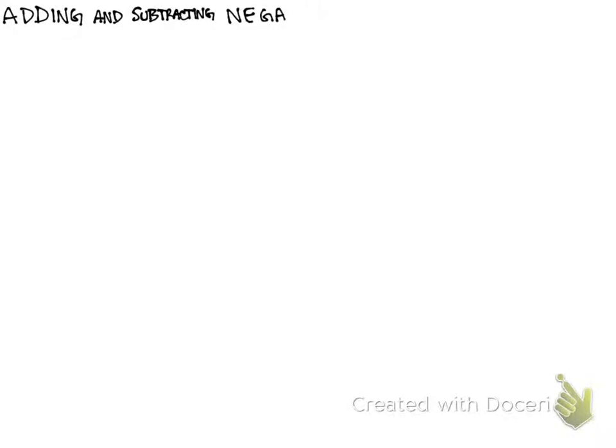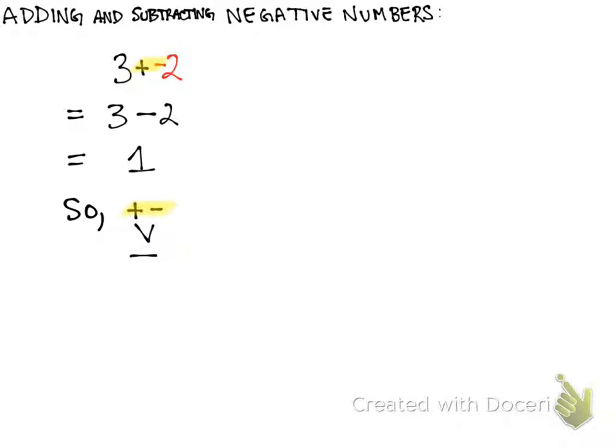Adding and subtracting negative numbers. So 3 plus negative 2 goes like this. First of all, notice that negative 2 is a number. That's why I've got the negative and the 2 in red. It's one whole number. I'm adding negative 2 to the number 3. But the symbols plus and minus combine and they become one single symbol. I can simplify the symbols from plus minus into just one negative sign, 3 minus 2.